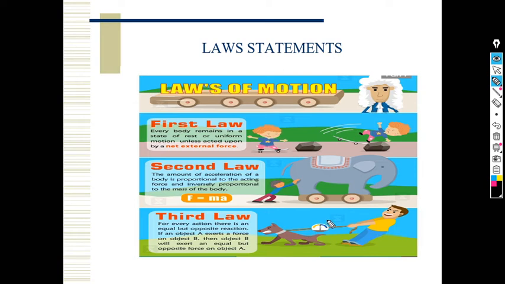Now the third law. It is a picture for understanding the third law. For every action there is an equal but opposite reaction. Suppose an object A exerts a force on B, then object B will exert an equal but opposite force on A, and therefore these two balance one another. Suppose it is A, it is B, then these two are balancing one another.